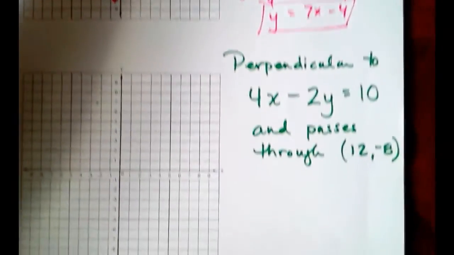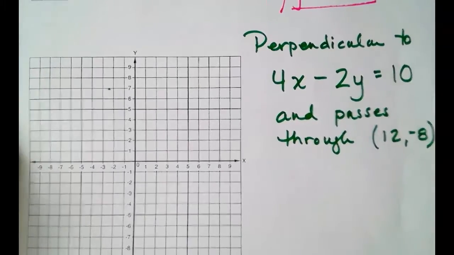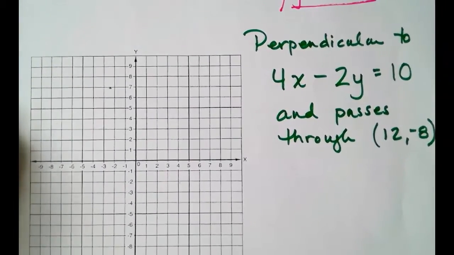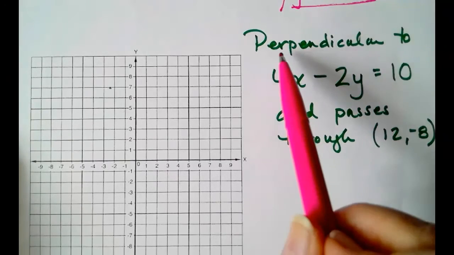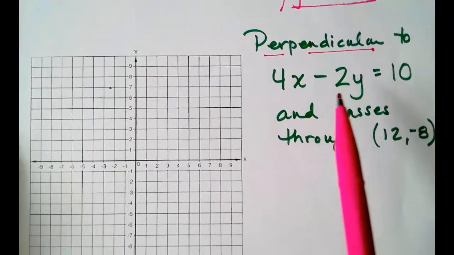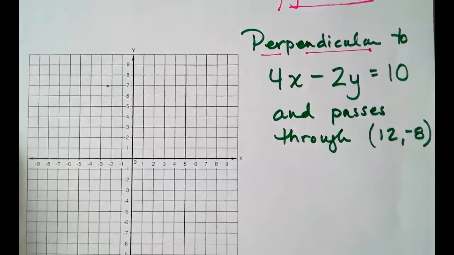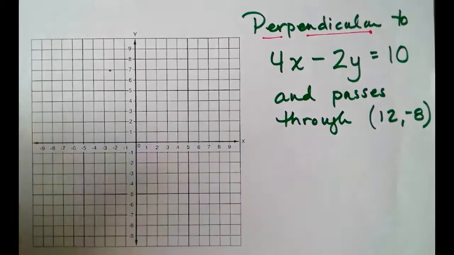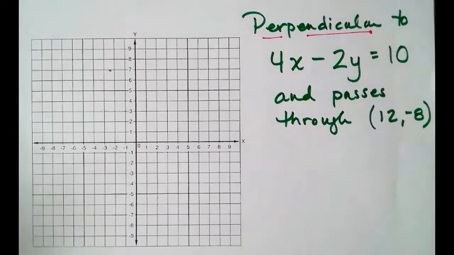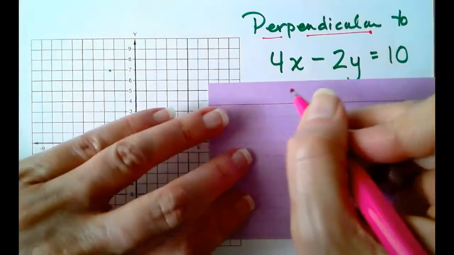One more that is a throwback from Algebra 1 and Algebra 2. Let's write the equation of a line that passes through the point 12, -8 and is perpendicular to the line 4x minus 2y equals 10. So the first thing we need from the given line is its slope. So let's find the slope of 4x minus 2y equals 10. I use my index card for that. Let's solve it for y.